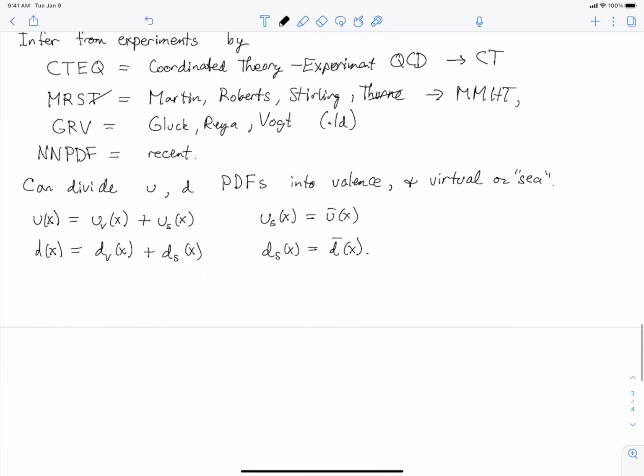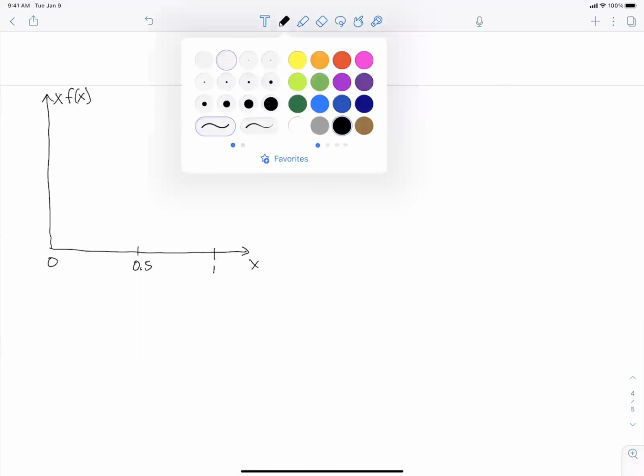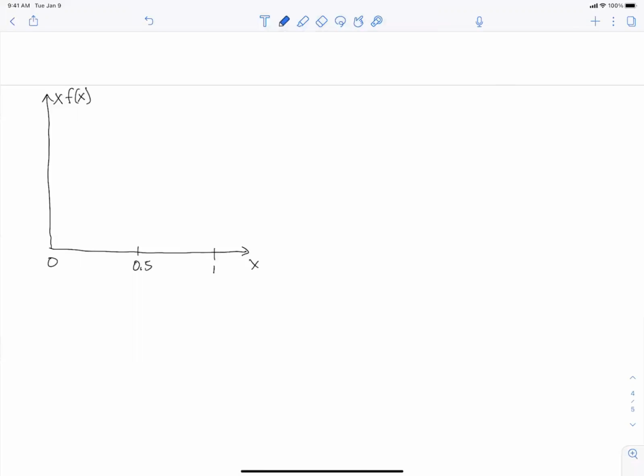So now you can make graphs of these things. So let me make a graph. I'm going to attempt to sketch as a function of x. So x goes from 0 to 1. And so in the middle here is 0.5. And then what's usually graphed is not the PDF itself, but x times the PDF. So x times the PDF function. And so if you do this for example, the up quark, it has a shape that looks something like this.